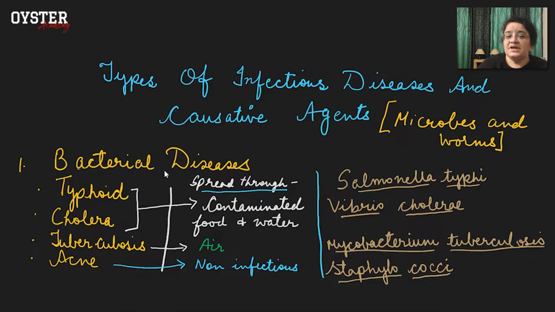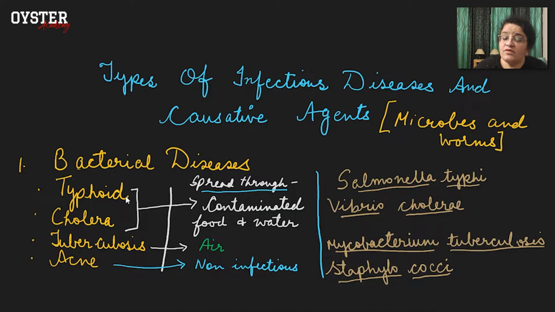Can you see here? Bacterial diseases: they are typhoid, cholera, tuberculosis and acne. Here I would like to mention that acne is a non-infectious disease, though we are doing it under infectious diseases, but since it is mentioned in our NCERT book, we are taking it. Acne is caused by a bacteria called Staphylococci. It is a non-infectious disease, like pimples or pus formation, pustules that appear on the face. So this is what acne is.